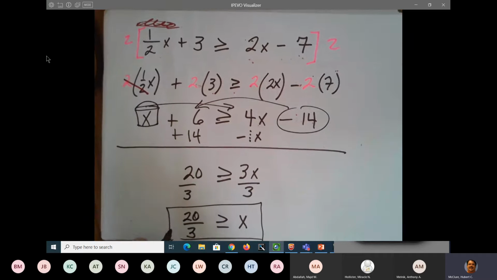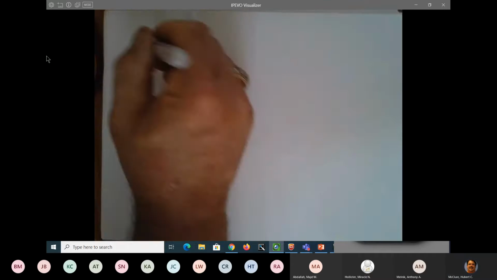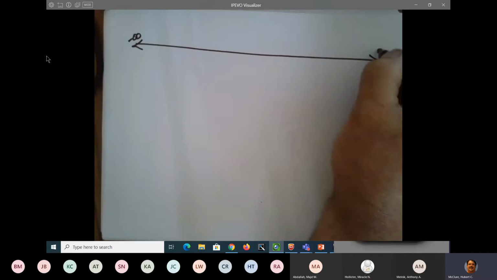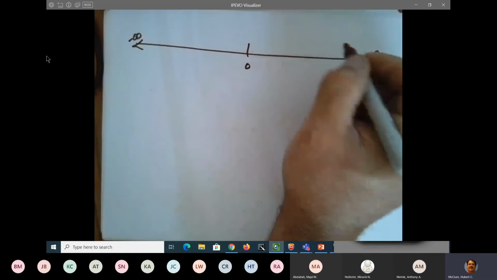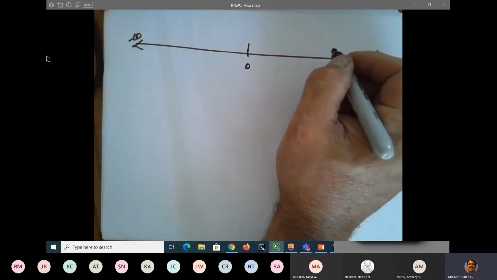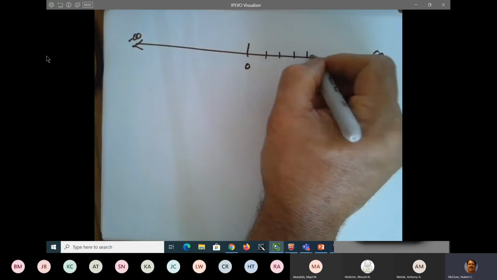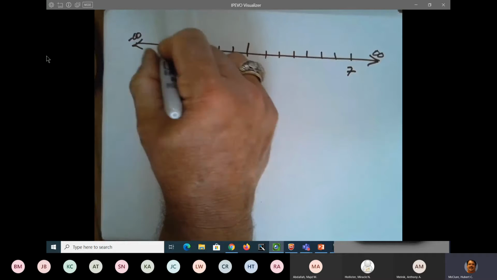Now we've got to put it in set builder notation and interval notation, and graph it first. Sorry, got to graph it. So I'm going to go to my handy dandy graph. And this is a number line because it's not a two-dimensional graph. This is negative infinity. That's positive infinity. And that's 0. And 20/3 is, let's see, 6 and 2/3. So this is 1, 2, 3, 4, 5, 6, 7. 1, 2, 3, 4, 5, 6, 7.